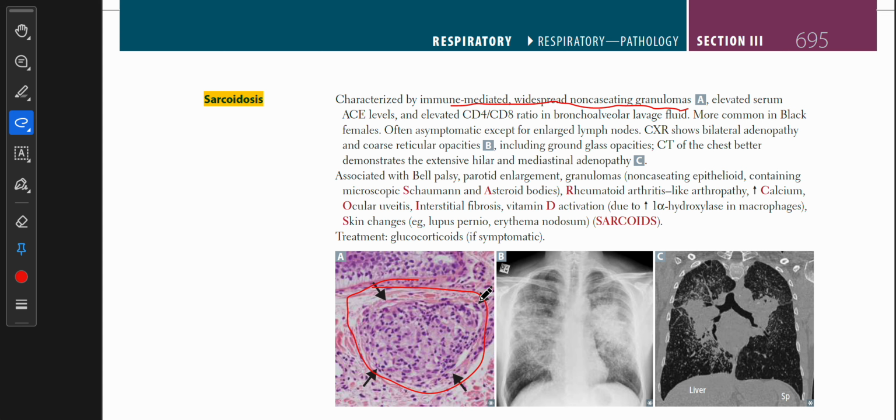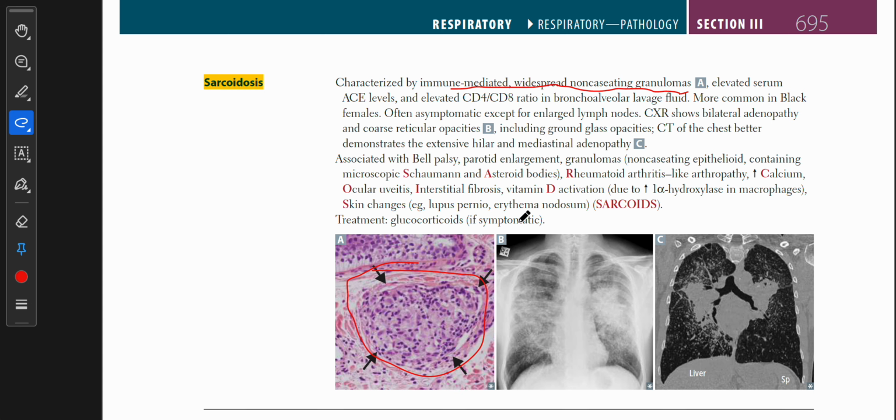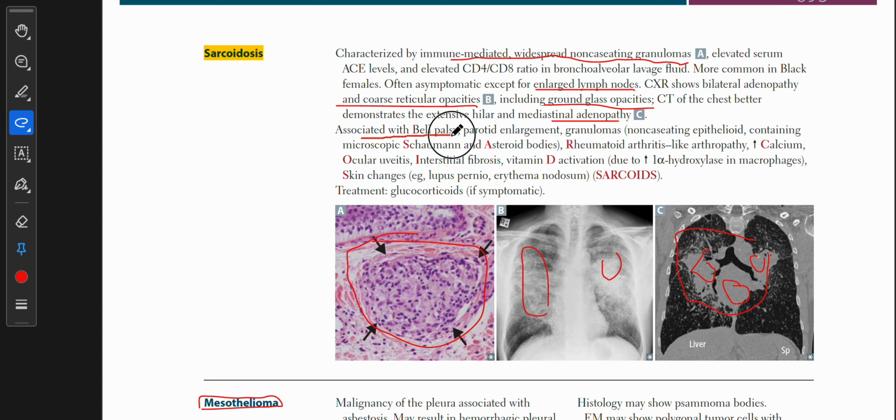Elevated in bronchoalveolar lavage fluid. It is more common in black females, often asymptomatic except for enlarged lymph nodes, and chest X-ray shows bilateral adenopathy and coarse reticular opacities. In B, yes, there are coarse reticular opacities, and also ground glass opacities are seen. CT of the chest better demonstrates the extensive hilar and mediastinal adenopathy. This here is the hilum region. This is causing hilar or mediastinal adenopathy, right? Adenopathy is the inflammation or the infection of glands.